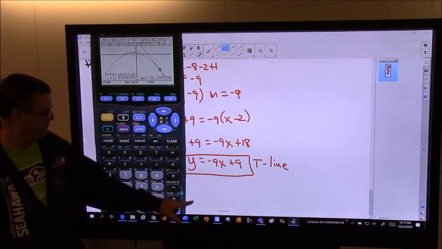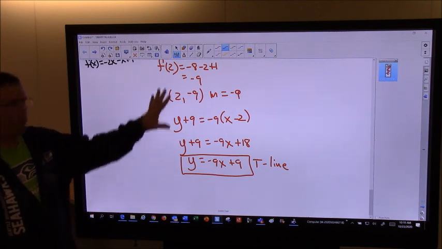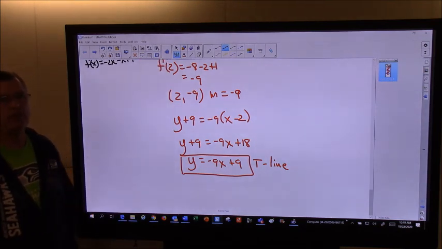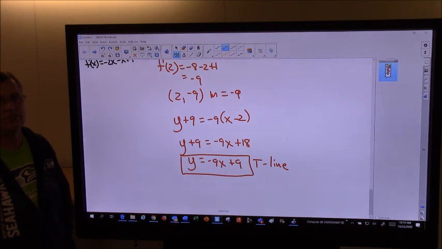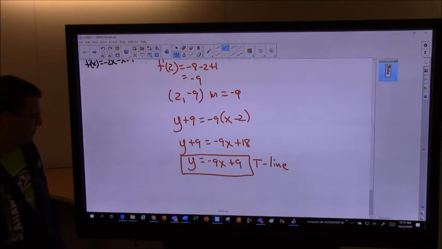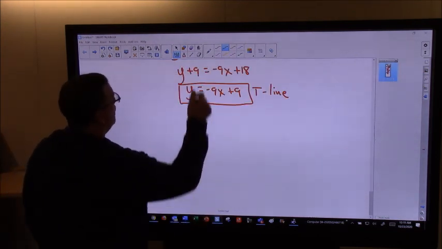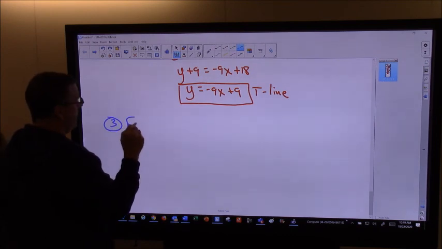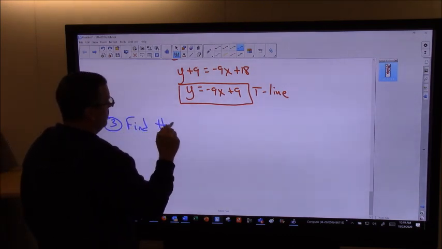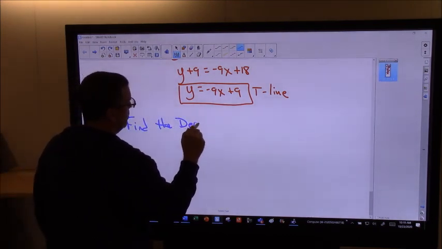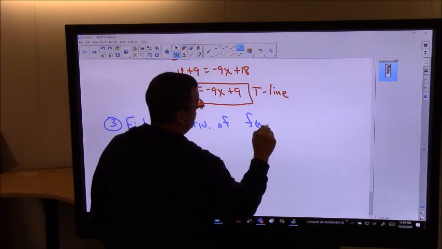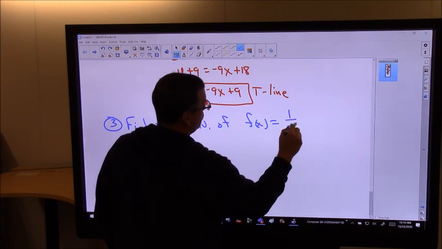All right. So polynomial functions really aren't too bad. What if we had something different? What if I had something like a fraction? Let's try this. I want you to find the derivative of f of x equals 1 over x squared.